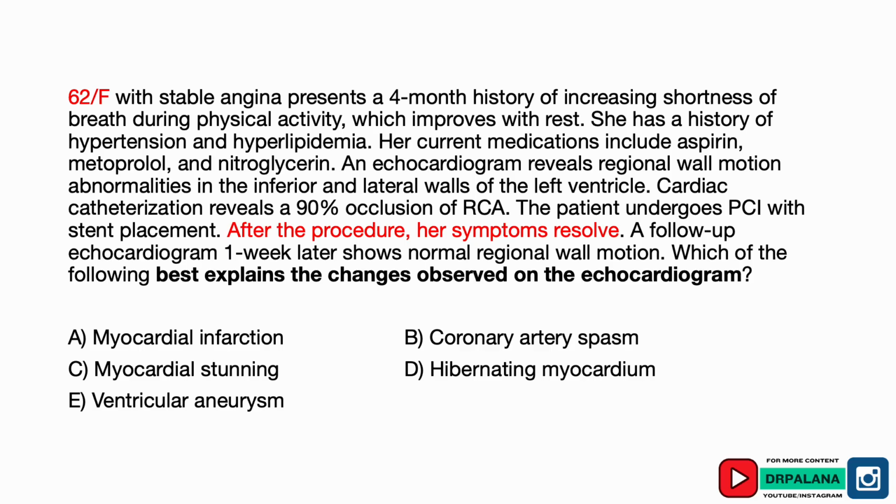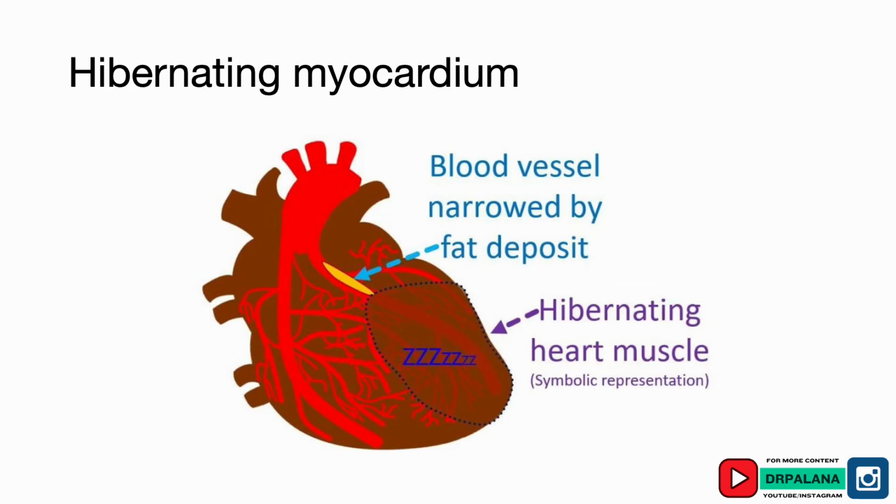Hibernating myocardium. The patient's initial echocardiogram showing regional wall motion abnormalities, coupled with significant coronary artery stenosis, suggests hibernating myocardium. Hibernating myocardium refers to areas of the heart muscle that have reduced contractile function due to chronic ischemia but have not yet undergone irreversible damage.